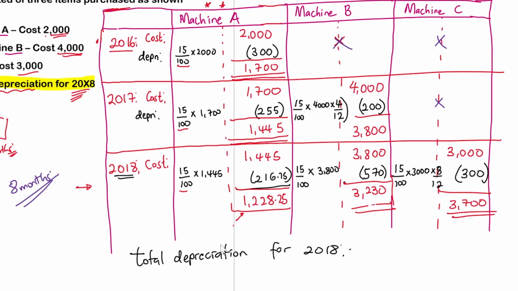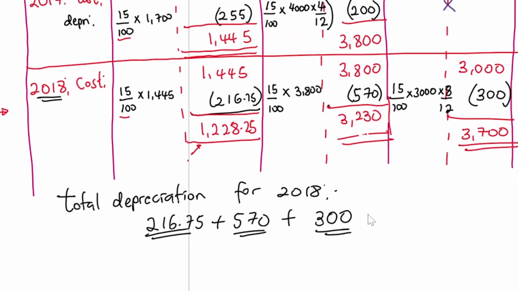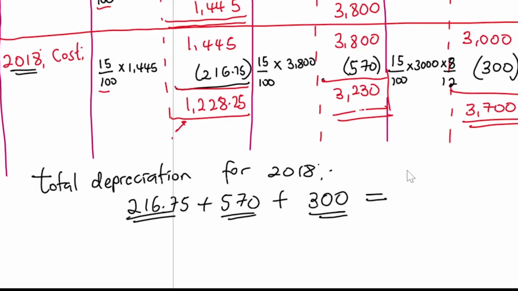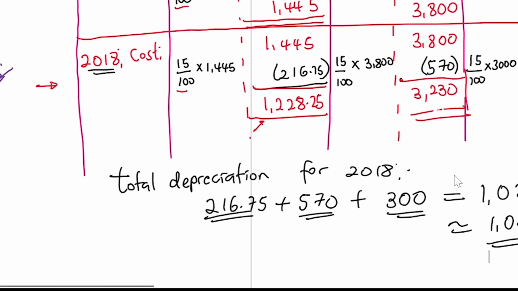The depreciation calculations in black, which is 216.75 plus 570. 570 is the depreciation for machine B in 2018 plus 300, which happens to be the depreciation for machine C. The 216.75 is the depreciation for machine A in 2018, and when we add that up, we end up with 1,086.75, which, if we round off, is approximately 1,087. So that's the depreciation charge for the year 2018, and in so doing, we have answered that question.